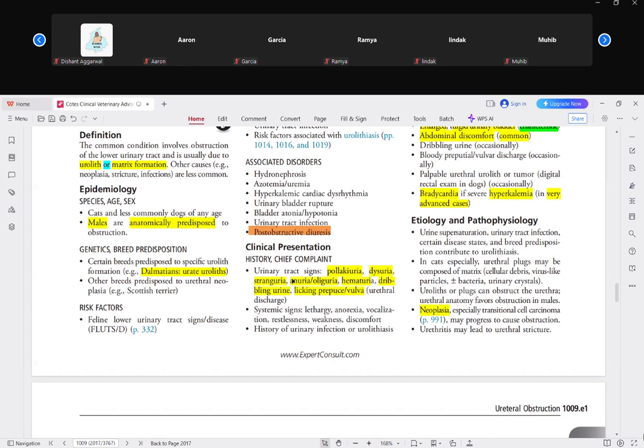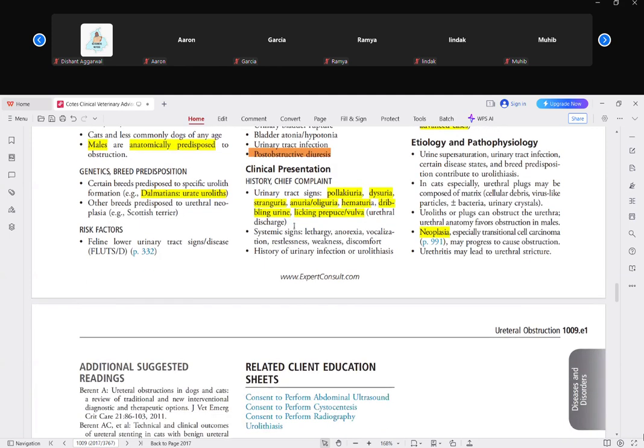So what signs are you going to find in the urethral obstruction? Just remember the signs, very important, that help you classify different types of urinary signs, like lower urinary tract signs or upper urinary tract signs. You are going to find pollakiuria, dysuria, stranguria, anuria, oliguria, hematuria. Stranguria is difficult urine, anuria is no urine, hematuria is with blood. Along with lethargy, you can also find the systemic signs.